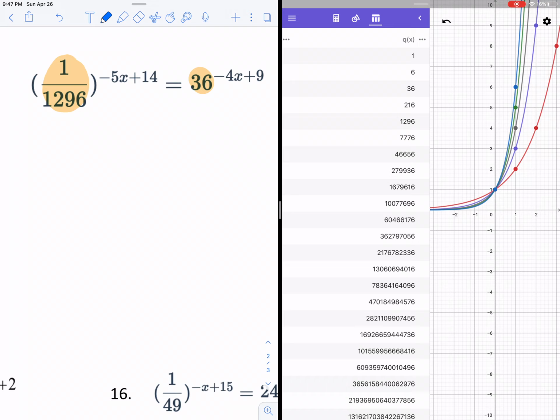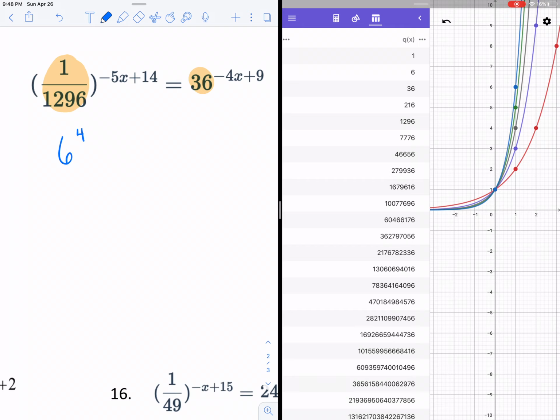I could have maybe started my tables at 1 with an input of 1, so that the 6 would be the first number. 6 to the first power, 6 to the second power. Let's see if we could find that 1296 on the list. I do see it. It's 1, 2, 3, the fourth power. So 6 is going to be the common base here. 6 to the fourth would be 1,296. So I'm going to be making it 6 to the negative fourth to make it 1 over 1,296.